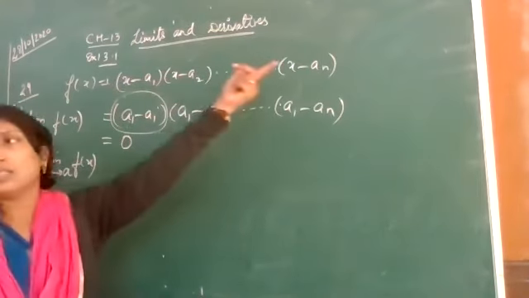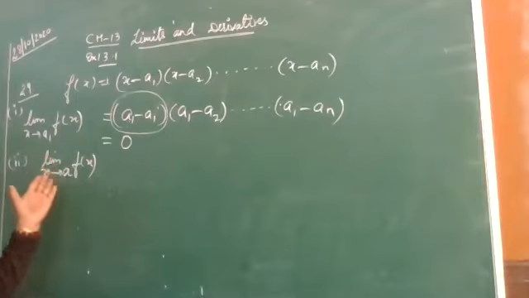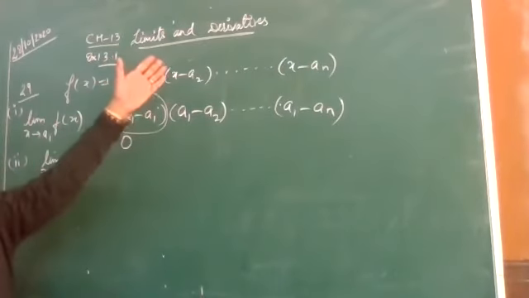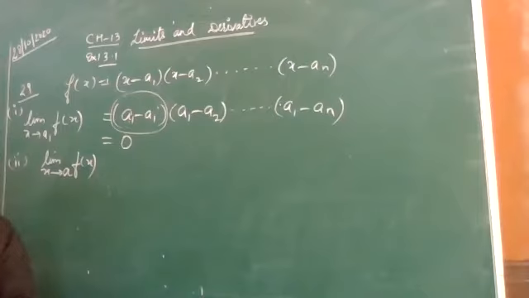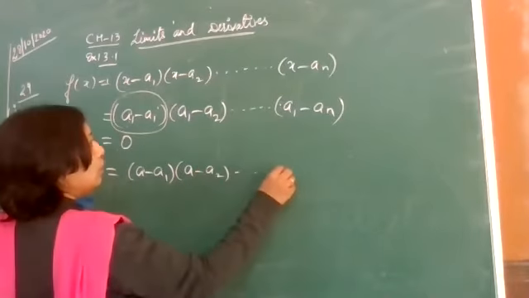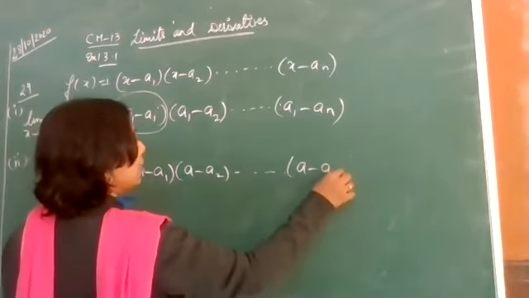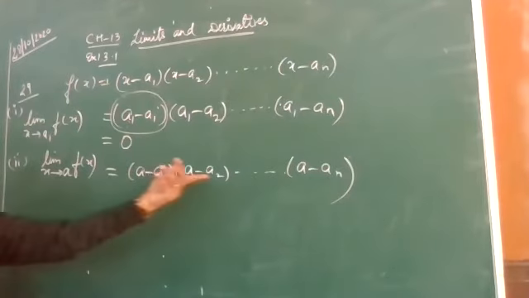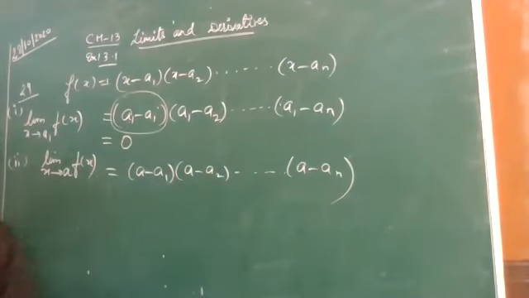Again, the function is in its most simplified form. We have to find the limit as x tends to a, so we will put a in place of x. Wherever there is x, we have to put a. So we get (a minus a1)(a minus a2) and so on. Further we cannot do anything to this, so this will be the answer. Okay, note it down.